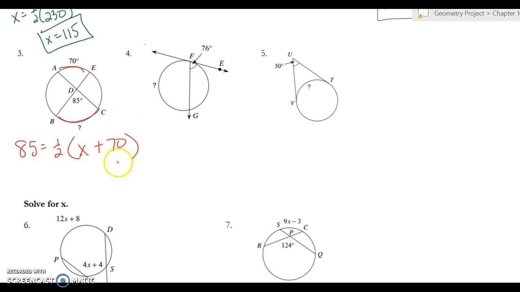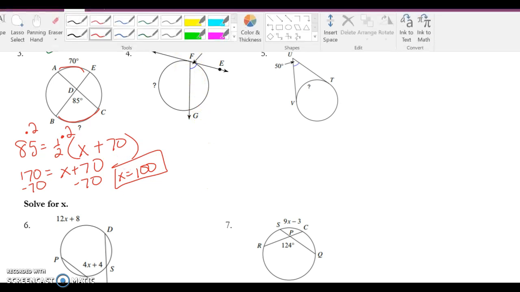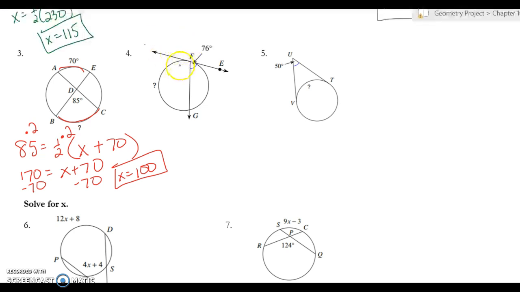So now I could distribute the 1/2, but really that's kind of a pain. So what I'm going to do is get rid of a divide by 2 by multiplying by 2. 85 times 2 is 170, which is equal to X plus 70. And I'm going to minus 70 on both sides. So X is 100. But again, it's the angle equals 1/2. Angle equals 1/2.